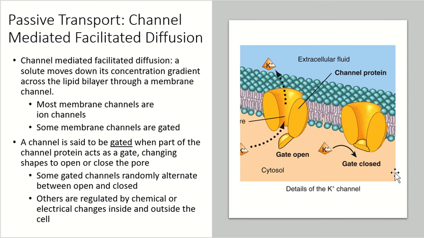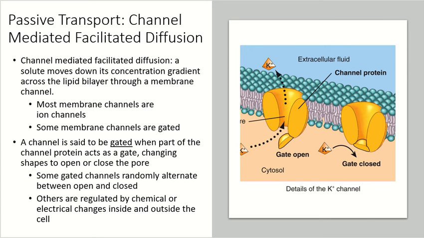So for starters, we've got our channel-mediated facilitated diffusion. This is where a solute moves down its concentration gradient across a lipid bilayer through a membrane channel. So we've got our little membrane channel. They look like donuts, kind of. This is basically providing a nice tunnel in our cell membrane to allow things to come in and out as needed. Most membrane channels are going to be ion channels. However, some of these membrane channels are also going to be gated. So here we've got this little gate that's going to open and close to either open or block off our little tunnel here.